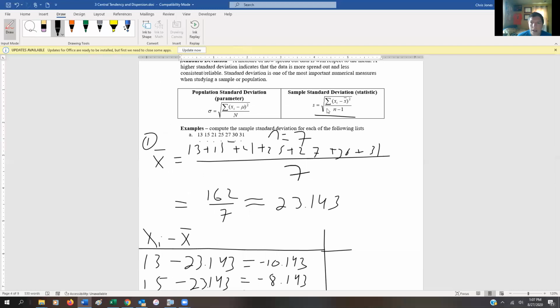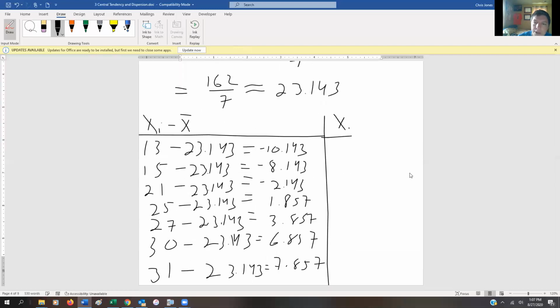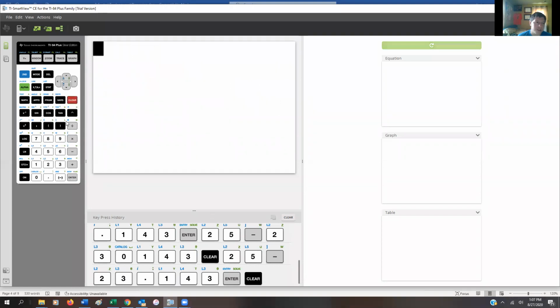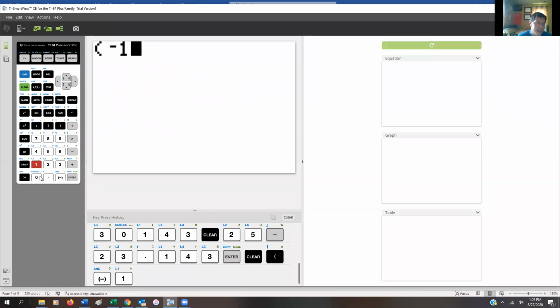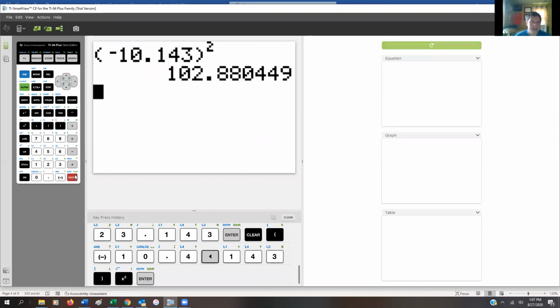The next thing we have to do is square each of those. So now we're going to square each of these numbers. So this is going to be x sub i minus x bar, quantity squared. So we're just going to take negative 10.143 and square it. Now in your calculator, if it's a negative number, make sure you put it in parentheses. So we're going to do parenthesis negative 10.143, and then square that number. That gives us 102.880.